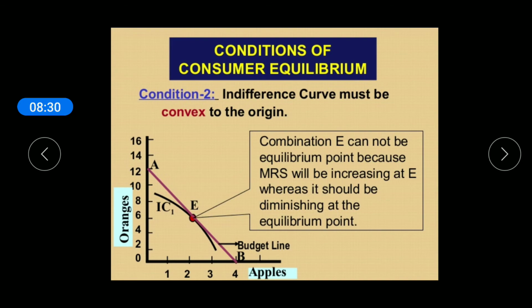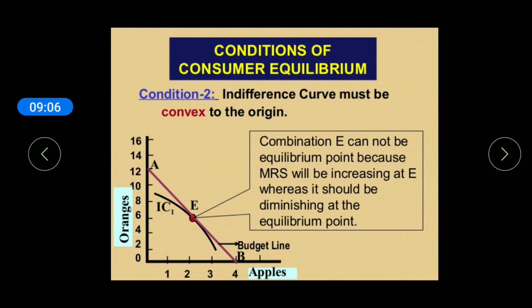And the second condition is that the indifference curve must be convex to the origin. Students, like in this diagram, the IC curve is concave to the origin, it is not convex to the origin. We know that when it is convex to the origin, the marginal rate of substitution is diminishing. But when it is concave to the origin, it means that the marginal rate of substitution will be increasing, and his desire for a commodity will keep increasing. When he gets more and more quantity of a commodity, his desire for that commodity will increase.